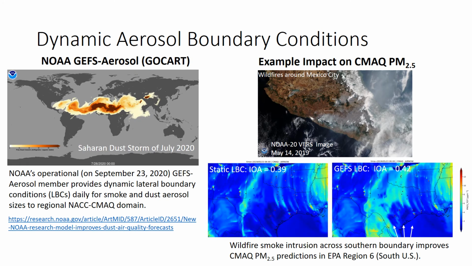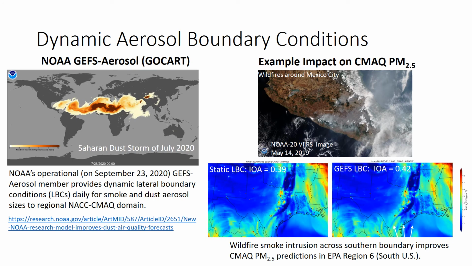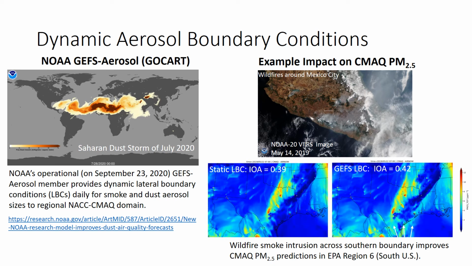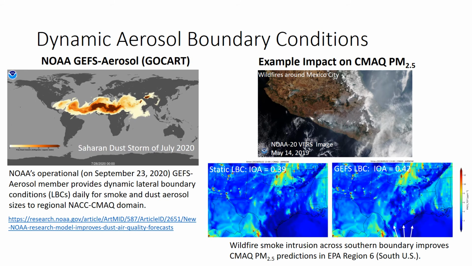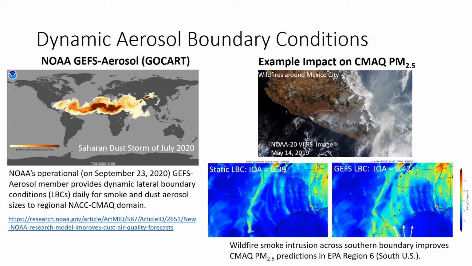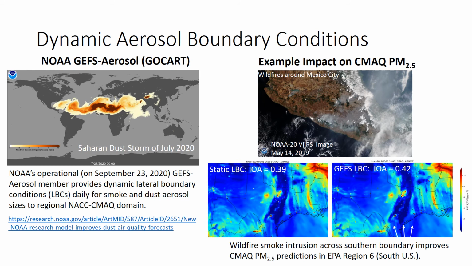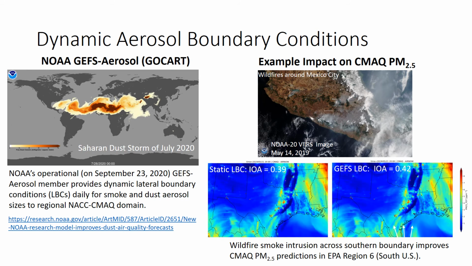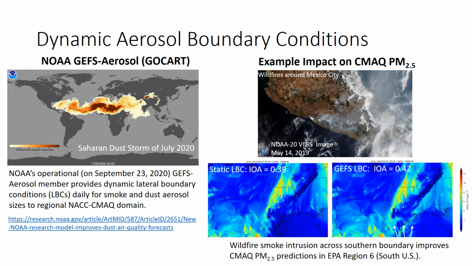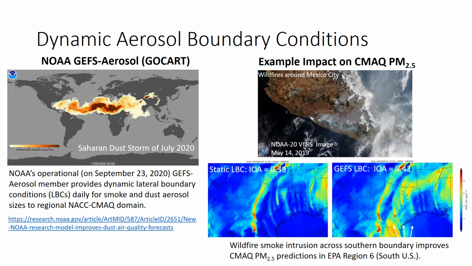On the bottom right, I show an animation for the static lateral boundary conditions on the bottom left and the GEFS dynamic lateral boundary conditions on the bottom right, where, as you can see indicated by the arrows on the bottom right, wildfire smoke intrusion across the southern boundary improved the CMAQ PM2.5 predictions, increasing the IOA, or Index of Agreement, in EPA Region 6, which is the southern U.S., and demonstrates the importance of incorporating dynamic aerosols at the lateral boundaries.